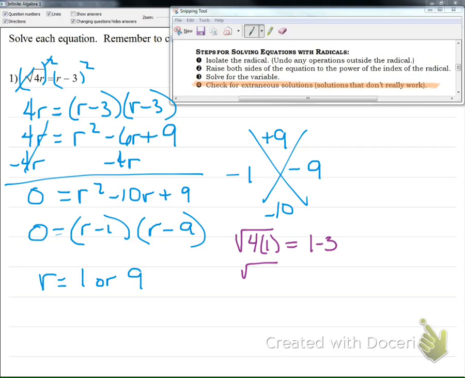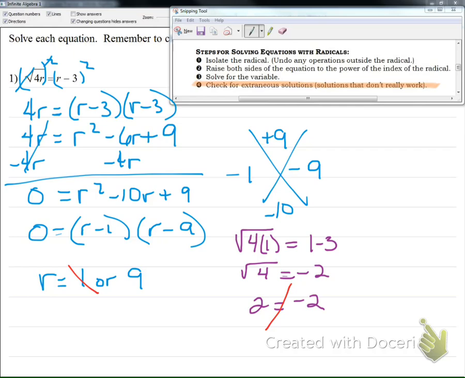So I'm going to simplify that radical. 4 times 1 is just 4, equals 1 minus 3, which is negative 2. The square root of 4 is positive 2. And does that equal negative 2? No. Therefore, 1 cannot be a solution.